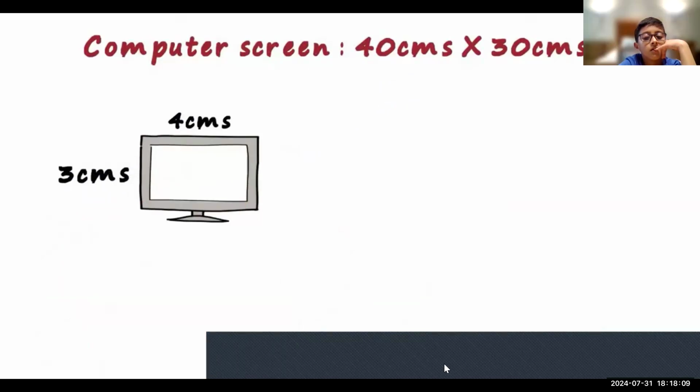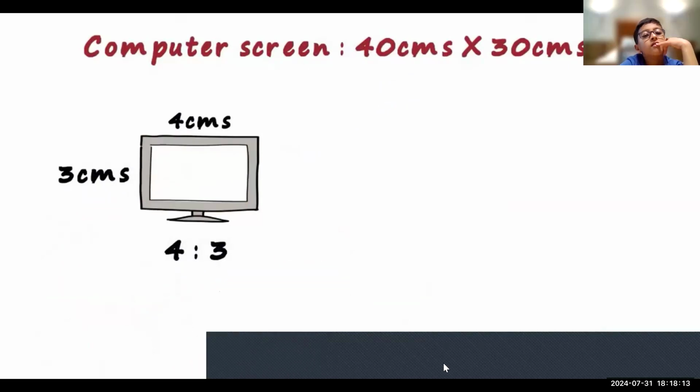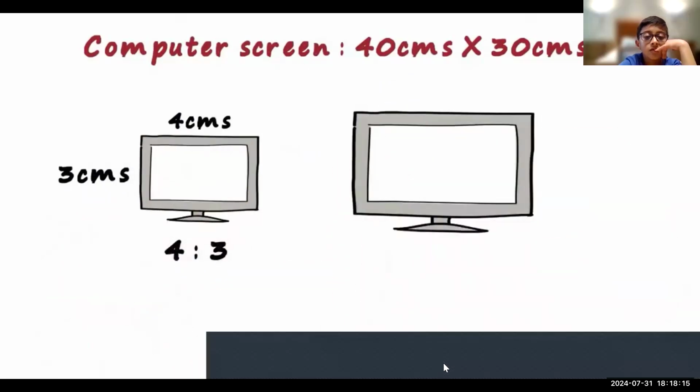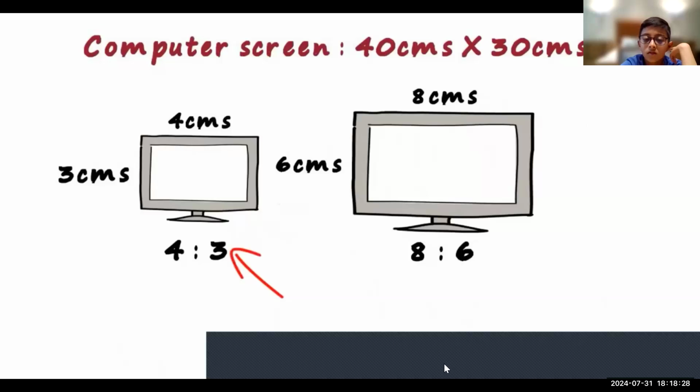Here, the ratio of the length to the breadth is 4:3. If you had a bigger book, you would have maybe scaled it down to 8 centimeters by 6 centimeters. In this case, the ratio of the length to the breadth would be 8:6. Let's talk about the first case.